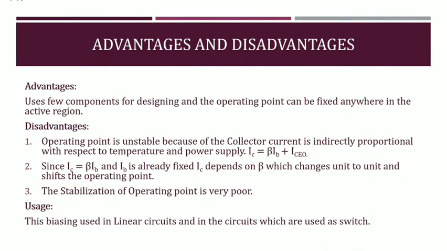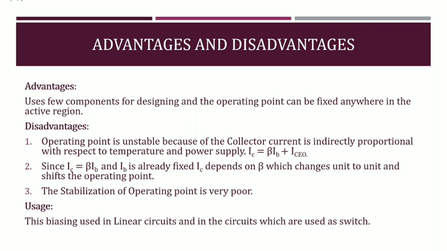The advantages of fixed bias circuit are that it uses few components only for designing, and the operating point can be fixed anywhere in the active region. Disadvantages are the operating point is unstable because the collector current is indirectly proportional with respect to temperature and power supply. So when we increase the current, then the temperature and power supply should be minimum.